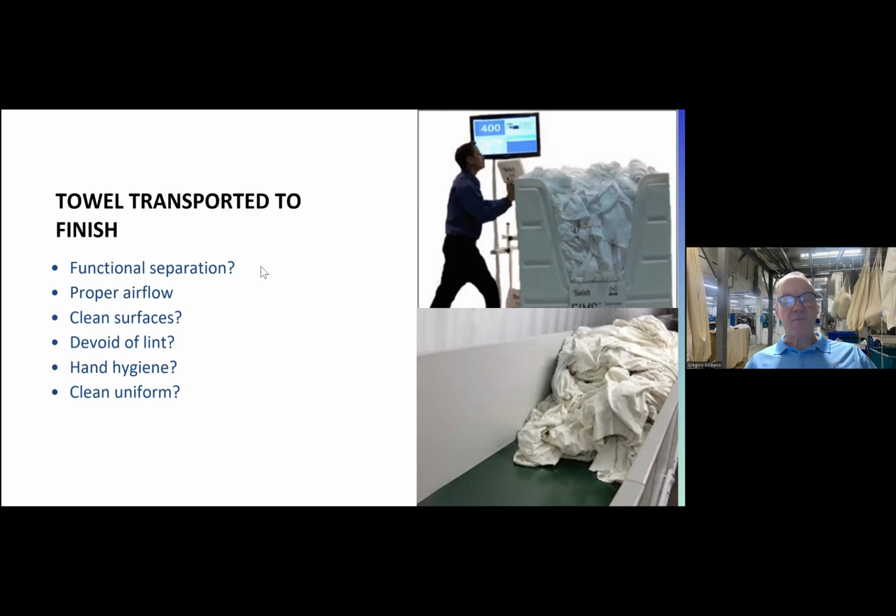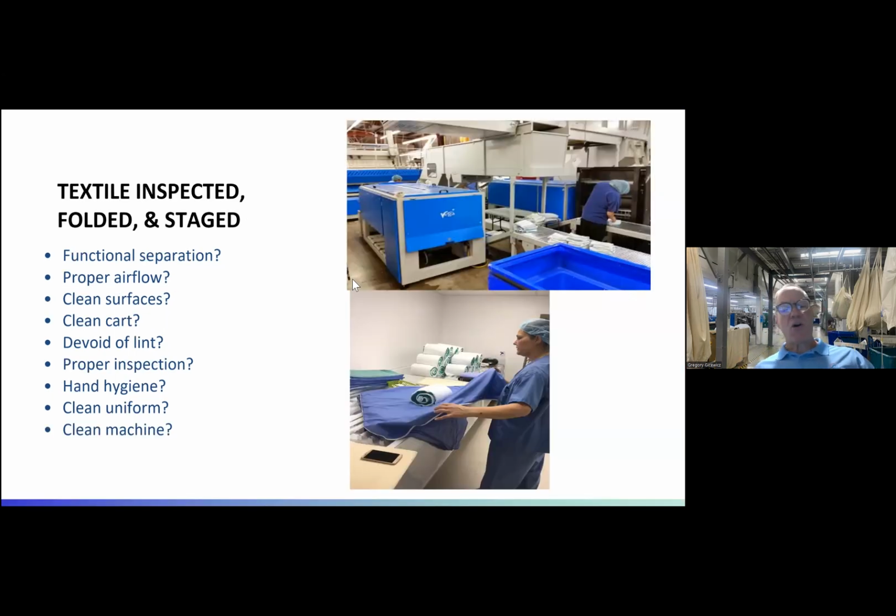And things to look for, the finish area or the clean area is a clean area. Must have functional separation with proper airflow, clean surfaces, disinfected carts, disinfected hands, clean uniforms. These are all risks that, if they're not done, can contaminate the textile on the way to this finish clean area. And then in the laundry now, the textile is inspected for defects or dirt or integrity issues. It's folded and then it's staged to be taken to the hospital.